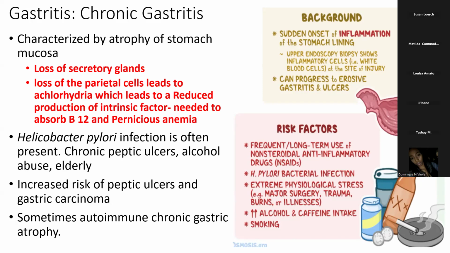Common causes can be age, so elderly or older adults, chronic peptic ulcers, alcohol abuse, and H. pylori. They'll have an increased risk for peptic ulcers and gastric cancer. And sometimes this can be autoimmune.